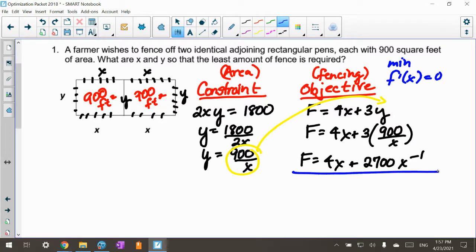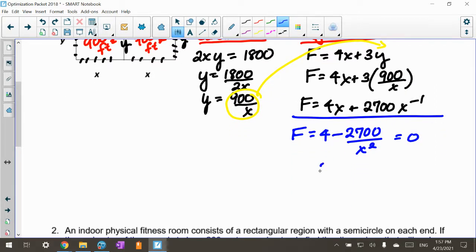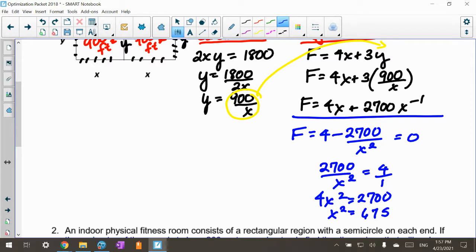I'm going to draw my line so I can do my f prime. F prime is going to be 4 minus 2700x to the negative 2. I'm just going to write it down here and put it equal to 0, because it saves a little bit of time. Then I'm going to cross multiply. So I have 2700 over x squared equals 4. Cross multiply, 4x squared equals 2700. X squared equals 675. If I take the square root of both, x is going to equal radical 675, which comes out to roughly 25.98 feet. So it's almost 26 feet.